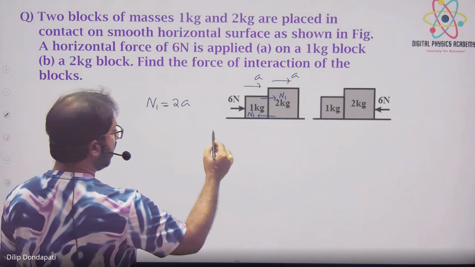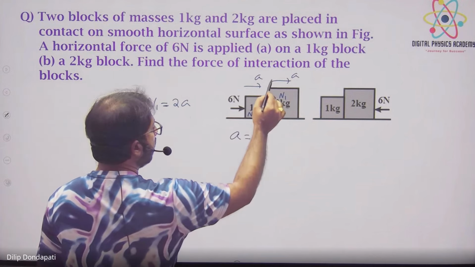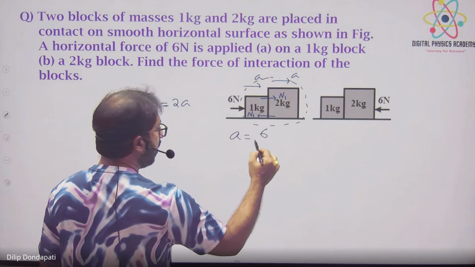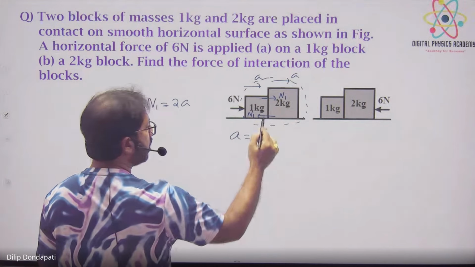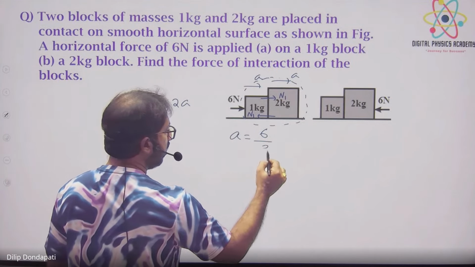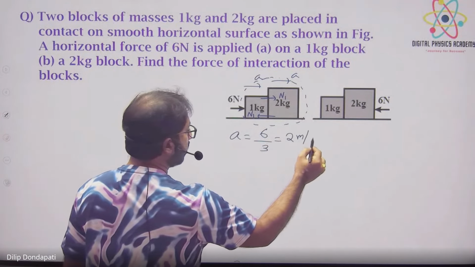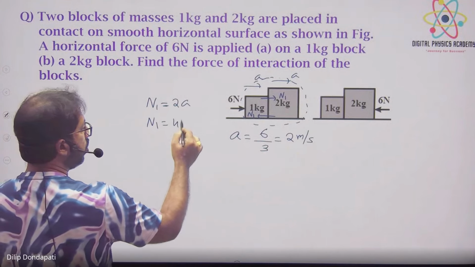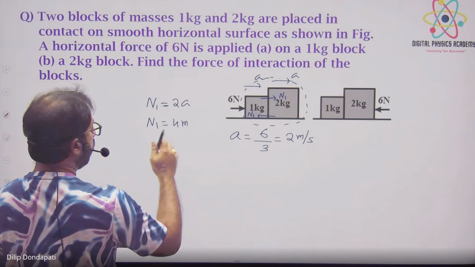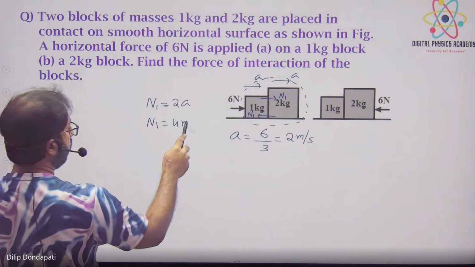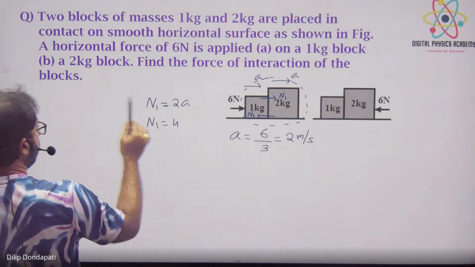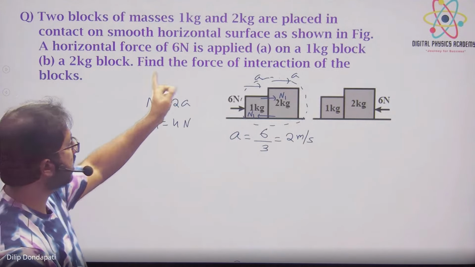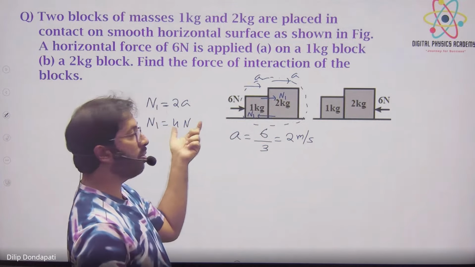And acceleration कैसा आएगा? Shortcut क्या है? You should treat this as one system. So net force by net mass. Net mass कितना है? 2 plus 1 is 3. So it is 2 meters per second square, the acceleration. Then substitute here. N1 is equal to 2 into 2, 4 newtons, acting on this first one. He's asking force of interaction, right? Force of interaction between two bodies means nothing but normal action.